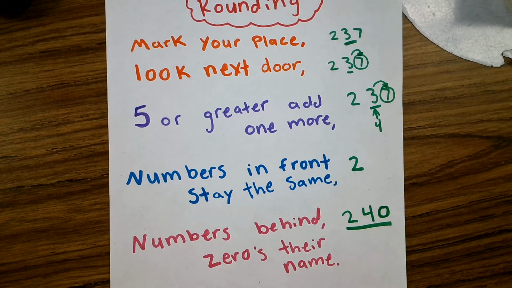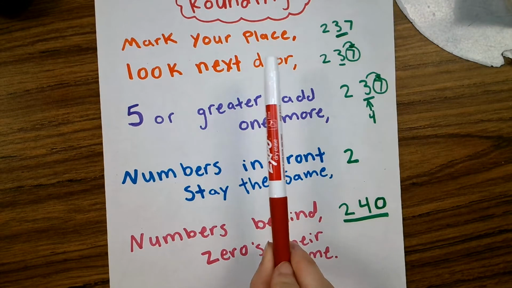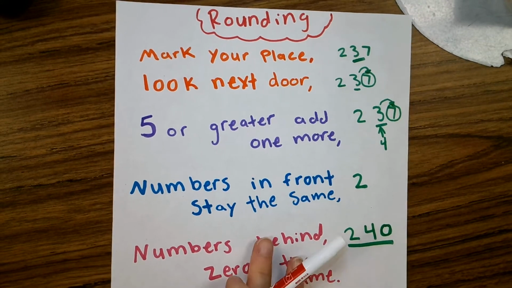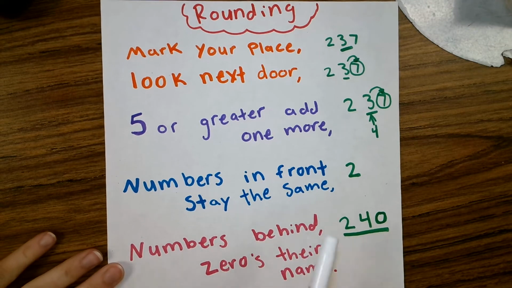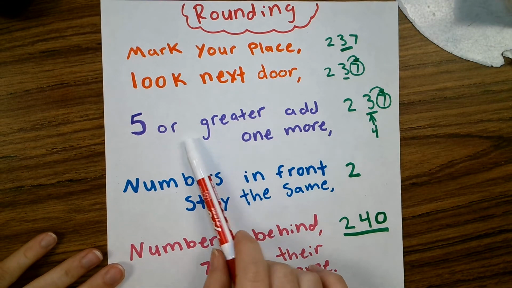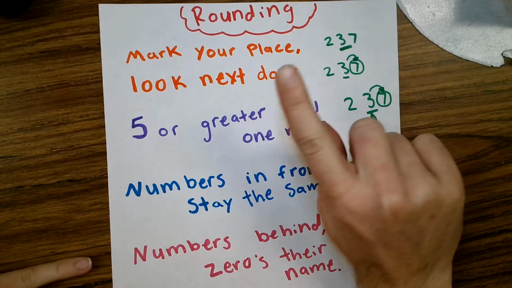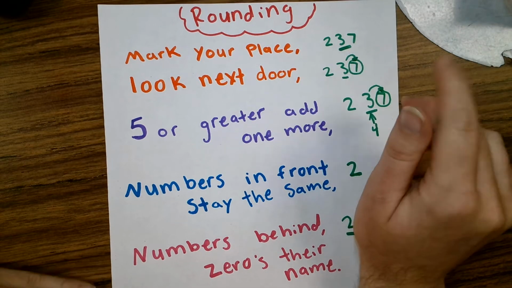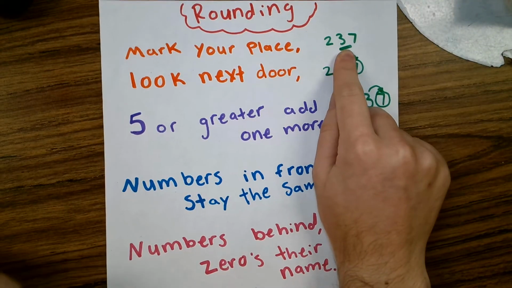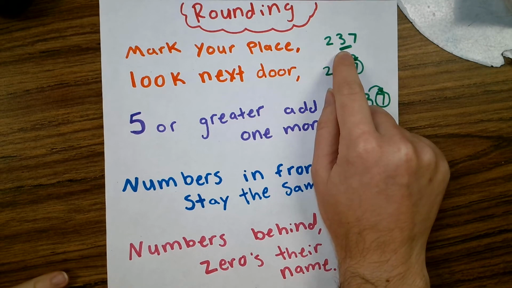So our first thing that we do is we mark our place. What that means is when you're rounding, it'll tell you to round to the nearest 10, the nearest 100, the nearest 1,000. Whatever it's telling you to round to, you're going to find that place value. If you're rounding to the nearest 10, you'll find your place value at the tens place. If you're rounding to the nearest 100, you'll find your place value at the hundreds place. Right now we're working with the tens place, so that's what we're going to mark.